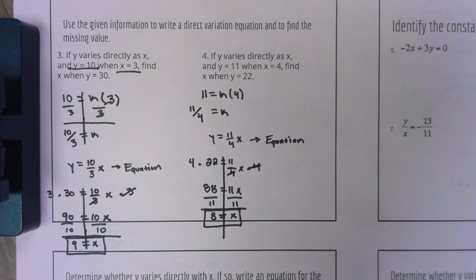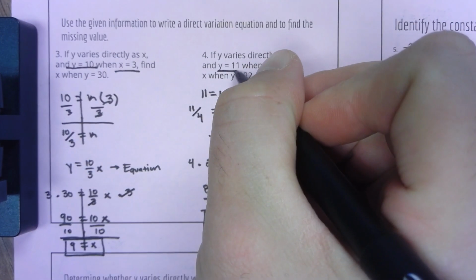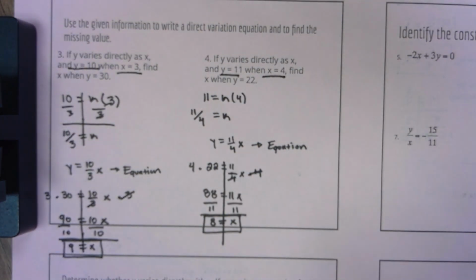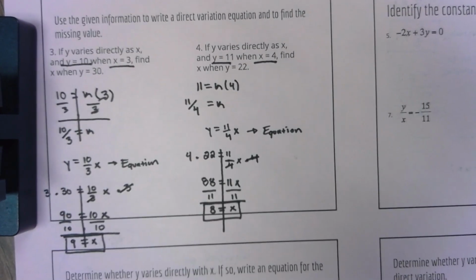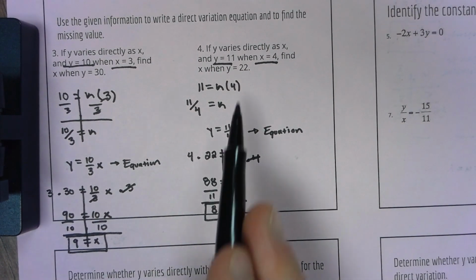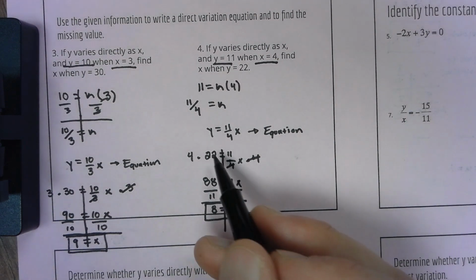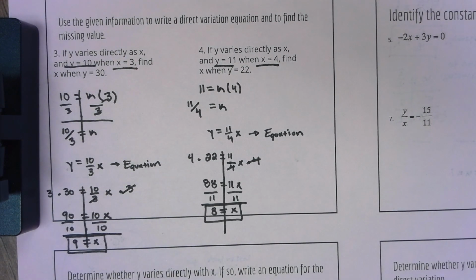So again, not much different here. I'm going to start by letting 11 be equal to the constant of variation k times 4. Again, that's coming from the fact that y is 11 when x is 4. So my constant of variation is 11/4. Then using the equation y equals 11/4 x, I can plug the given y value of 22 in and work to get x by itself by first getting rid of that dividing by 4 by multiplying by 4. So 22 times 4 is 88. Then I can divide by 11 from there and get 8.